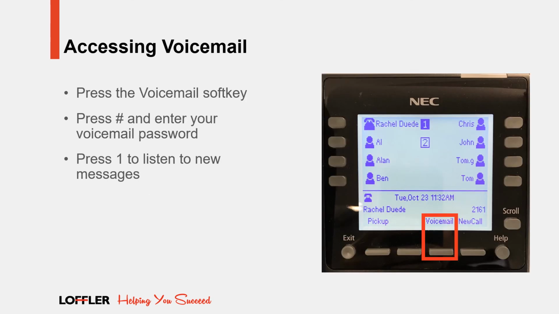To access new or unheard voicemail, press the voicemail soft key. Press pound and enter your voicemail password. Press 1 to listen to new messages.